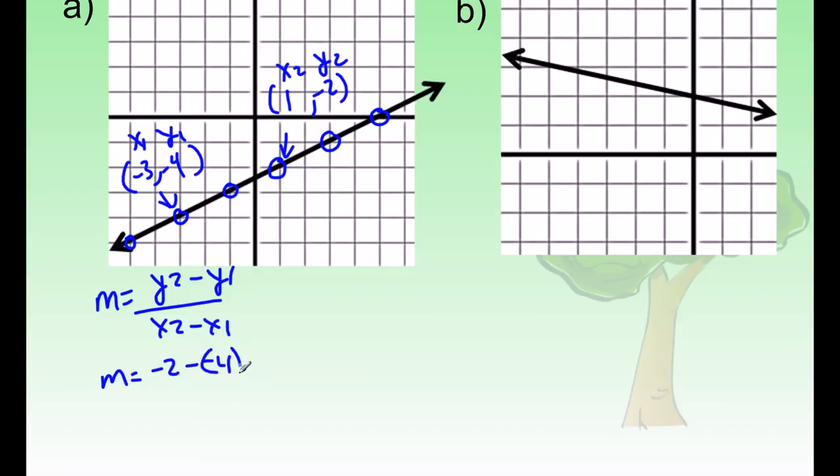-2 minus -4 over 1 minus -3. You can check my points and verify that I plugged them in correctly. I think I did. -2 minus -4 over 1 minus -3. Yep. And minus a negative becomes a plus. -2 plus 4 is 2. 1 plus 3 is 4. And that simplifies to 1/2. So the slope of this line is 1/2.